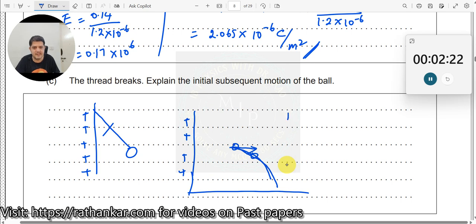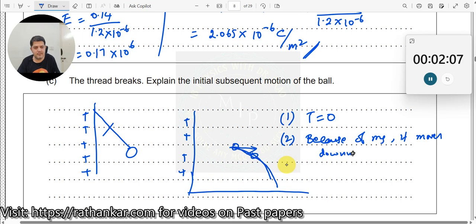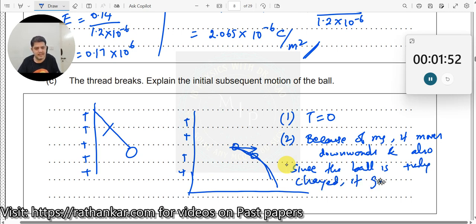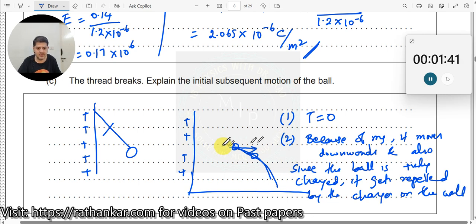Okay. Now let us see, this is for 3 marks, so you need to mention at least 3 points here. The first point is that tension equals 0. Second point is that because of mg, it moves downwards, and also since the ball is positively charged, it gets repelled by the charges on the wall, and then what happens?